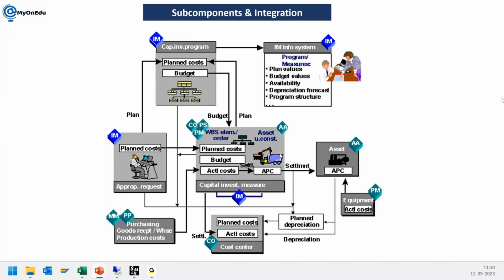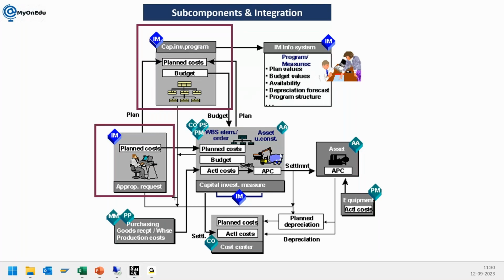For example, we have a capital investment program. Here we have a hierarchy. We are doing some planning, and there are different mechanisms of doing the planning. The plan can come from the appropriation request, or it can come from the other WBS elements and orders as well.